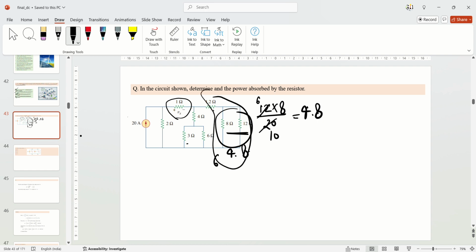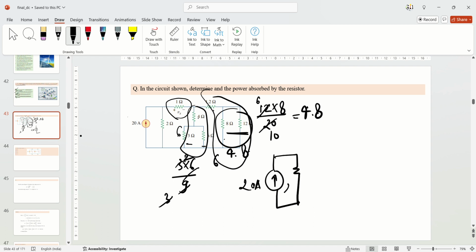So this 6 and this 3 and 6 are in parallel. 3 multiplied by 6 is 18, divided by 9, it will also come out to be 6. So 6 and 6 in parallel come out to be 3. So the overall system will become like this: 20 amps, and this is the 2 ohm, this is the 1 ohm, and this is the 3 ohm.